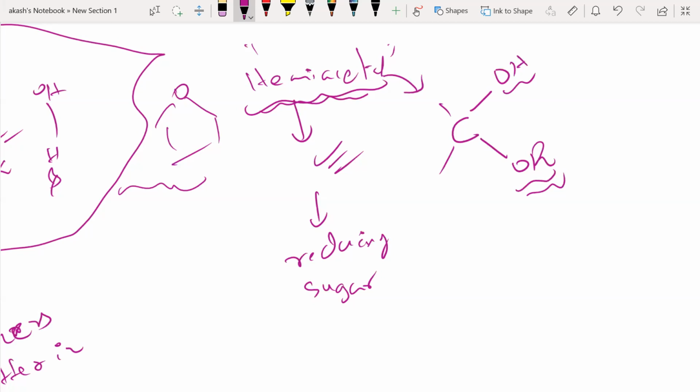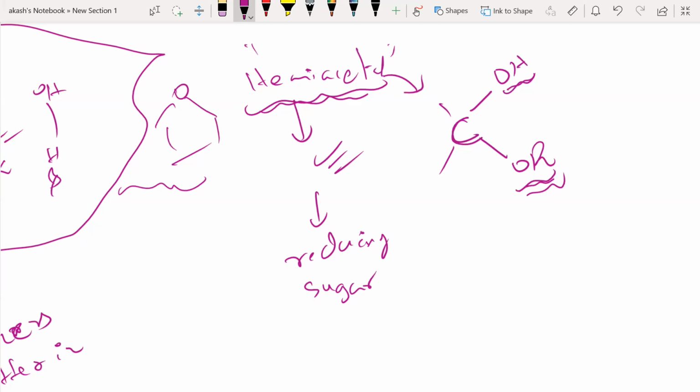A carbon has 4 bonds. One of the bonds should be OH. The other bond should be OR, say OCH3, OC2H5, anything like that. R is an alkyl group. So any structure which has the same carbon with both OH as well as OR, that is what is called a hemiacetal.